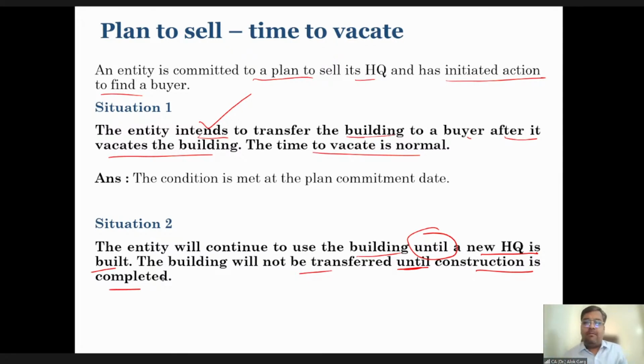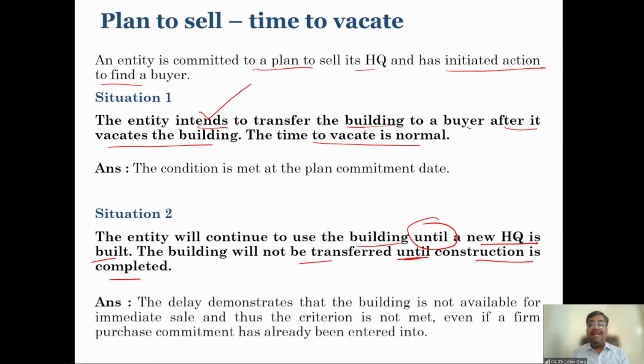Rahul is saying situation number 1, yes. Situation number 2, no. You're right, Rahul. Rohan is also saying no. Situation number 2, no. Okay. So in situation number 1, yes. Situation number 2, no. Why? Because there is a delay, and the delay demonstrates the building is not available for immediate sale in the present condition. Right? Clear?